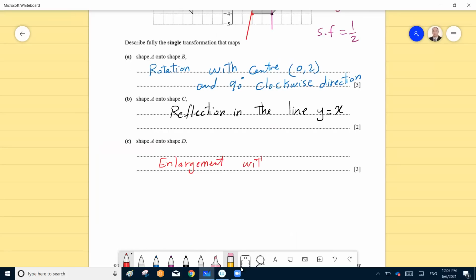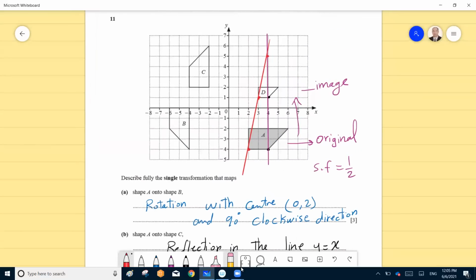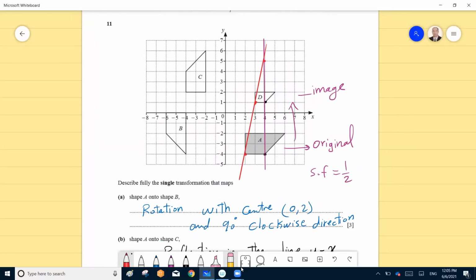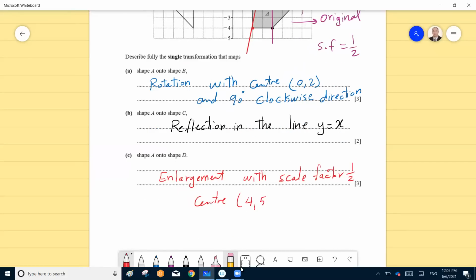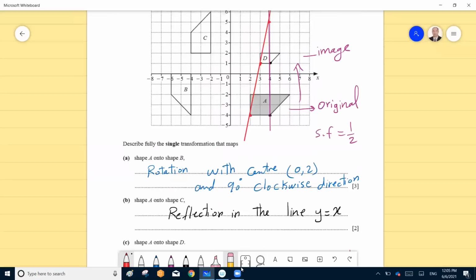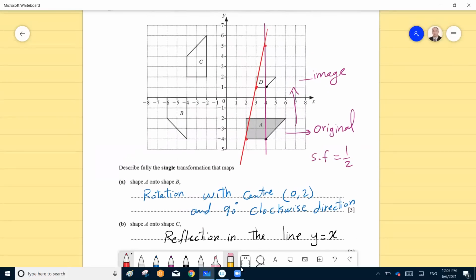with scale factor half, with a center, or as the center of enlargement. I think I forgot. The center is, as you see, (4, 5). Try to draw accurate lines to intersect at the correct point.